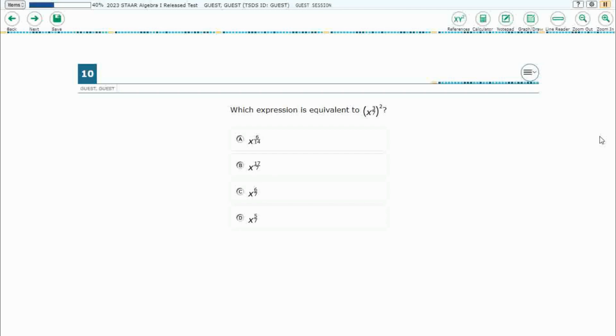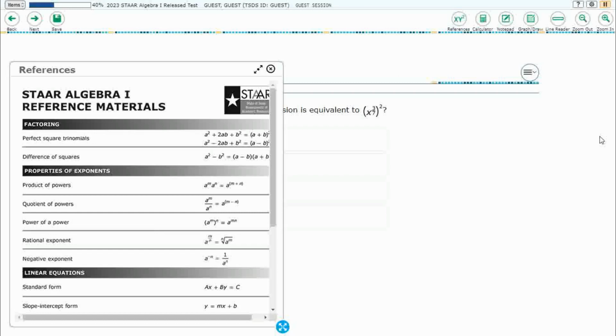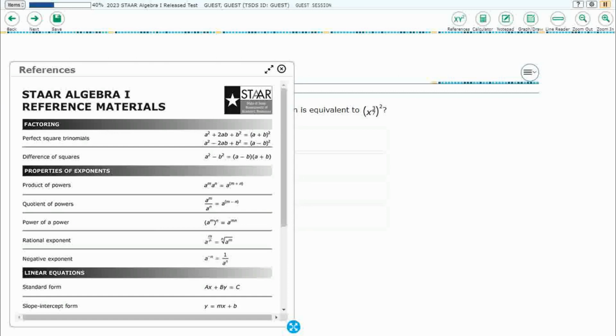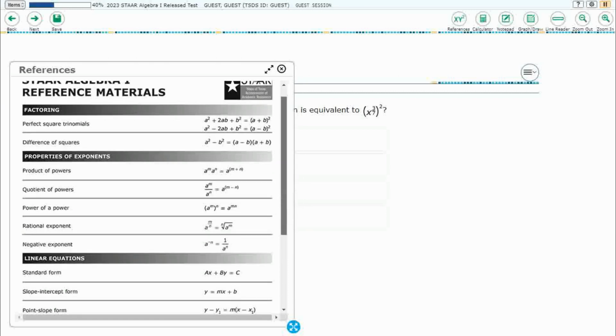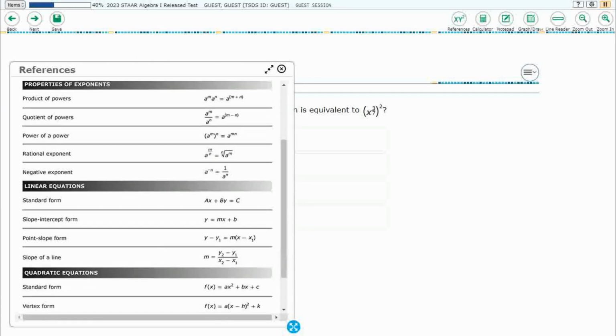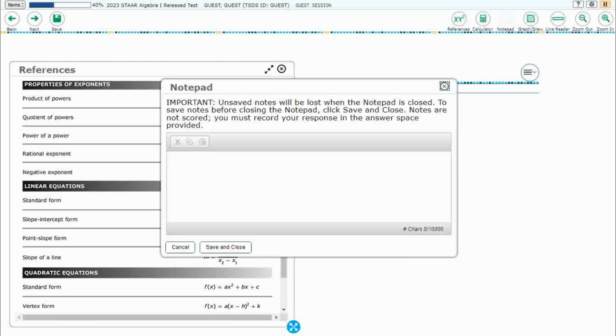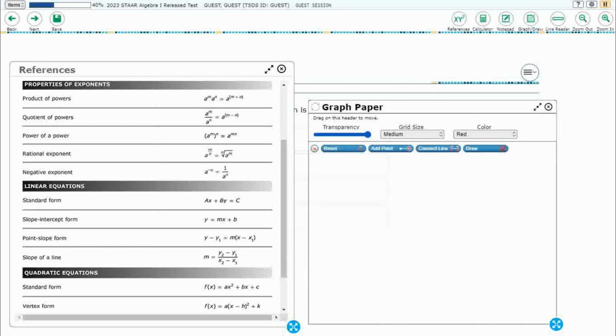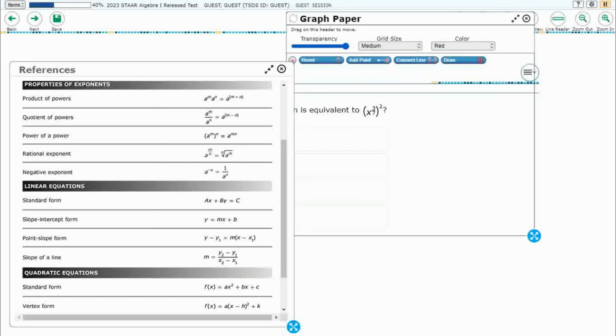Alright, so we've got just a simple expression, x to the 3/7 power, and then that is squared. Let's pull out our reference materials, and if we want to find our laws of exponents, or properties of exponents, we'll find it right there, that top section. So first we need to identify which law of exponents we can use in this particular situation. Let's open this up here.